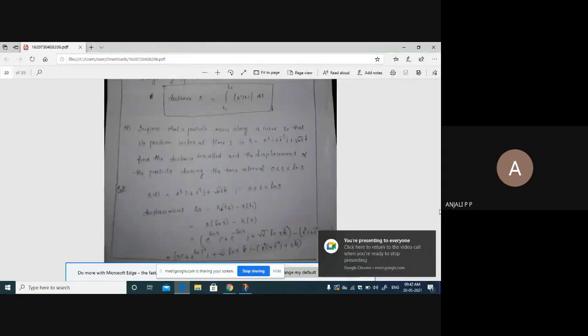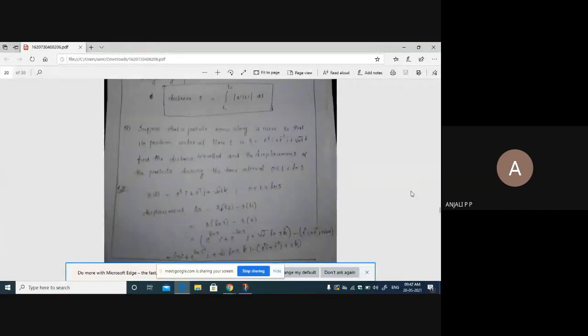So last class, we had discussed how to find the displacement of a curve and the distance of a moving particle. What is the formula for finding a displacement? Suppose r of t, as in our example, is the curve e raised to t i plus e raised to minus t j plus root 2 t k, where 0 is less than or equal to t less than or equal to log 3.